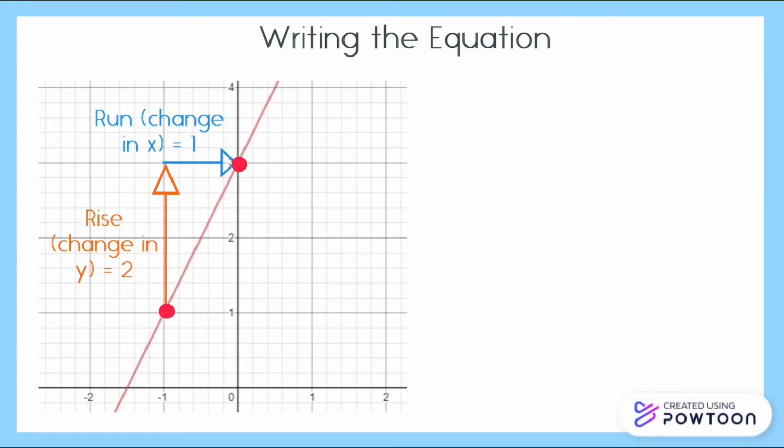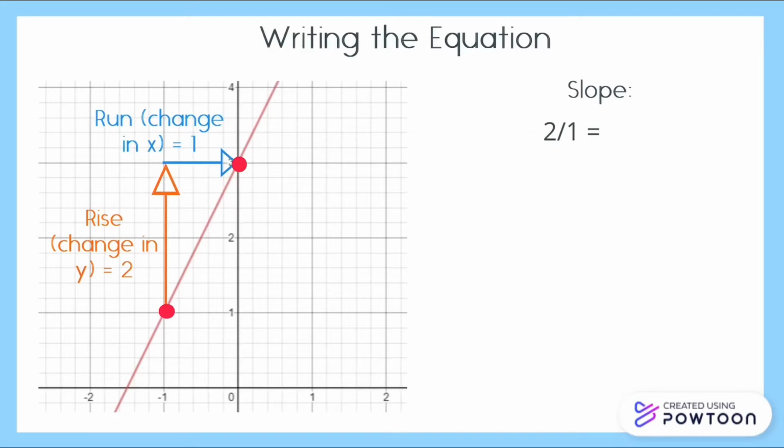First, we can find the slope. The slope is found by dividing the difference between the y values of any 2 points on the line by the difference in the x values between those same 2 points. In this problem, the difference between the y values is positive 2, because the y value increases by 2 between the two red points. And the difference between the x values is positive 1, because the x value increases by 1 between the two red points.